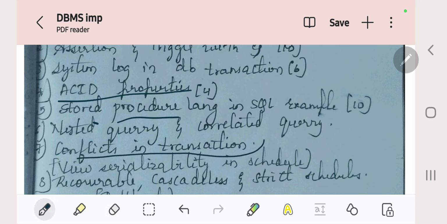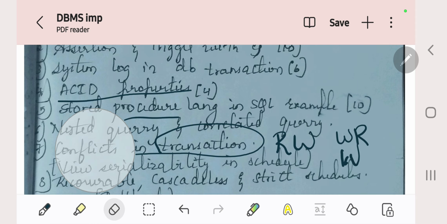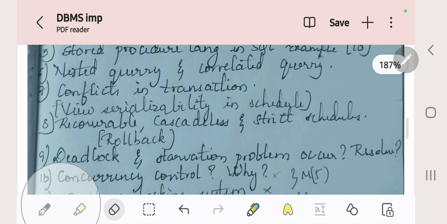Then we have conflicts in transaction. You already know, I hope so. Read write conflict, write read conflict, and write write conflict. No, there will be no read read conflict. Okay, so this conflict you have to again explain with example.